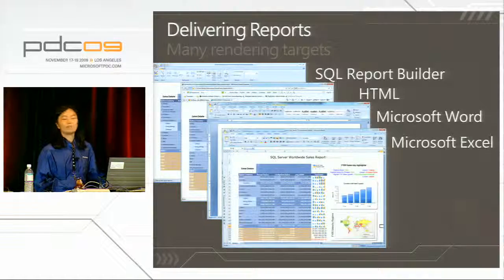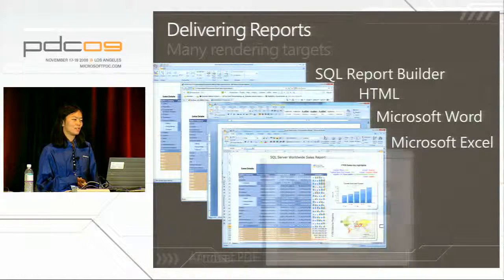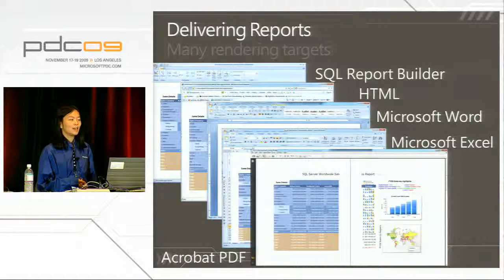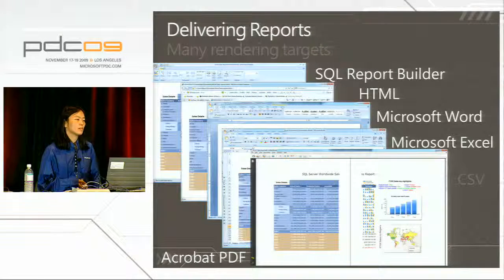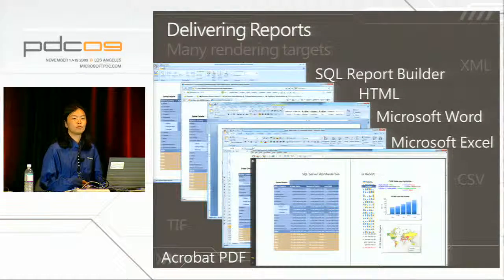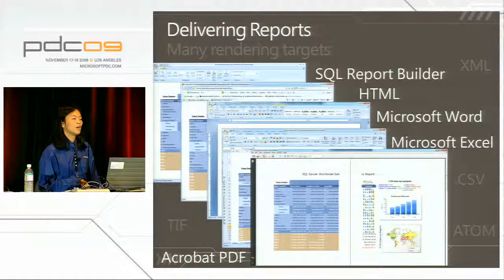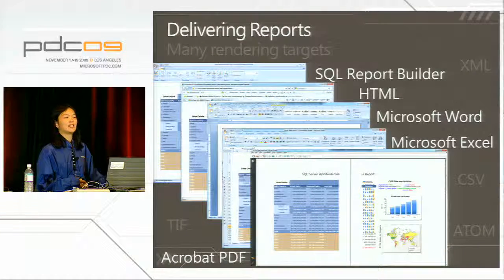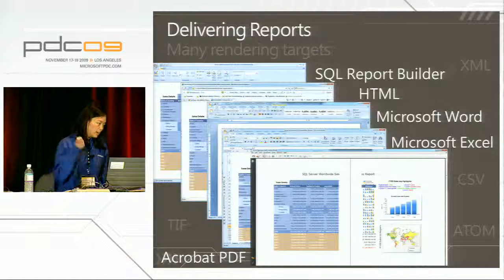And of course, usually we do Excel, because that's what customers ask for. PDF is another format that people ask for a lot. We also support CSV, because many people want to export the report to CSV so they can import it into other systems. And we support XML exports as well, and TIFF. And in this release, we have added support for rendering to Atom.